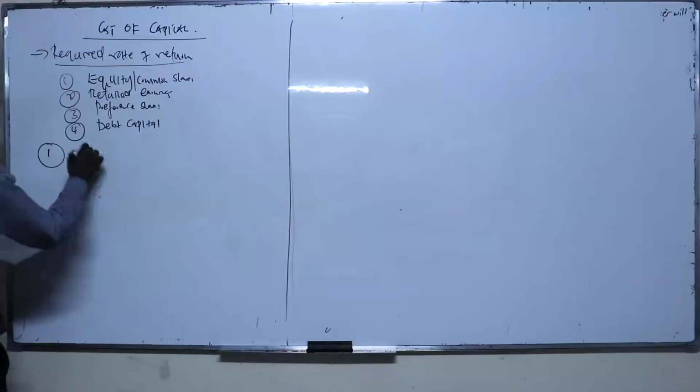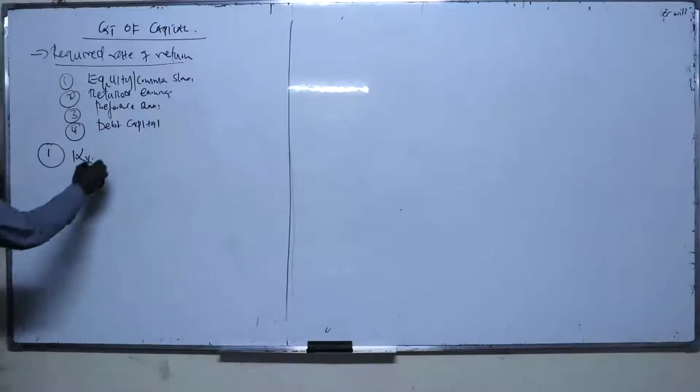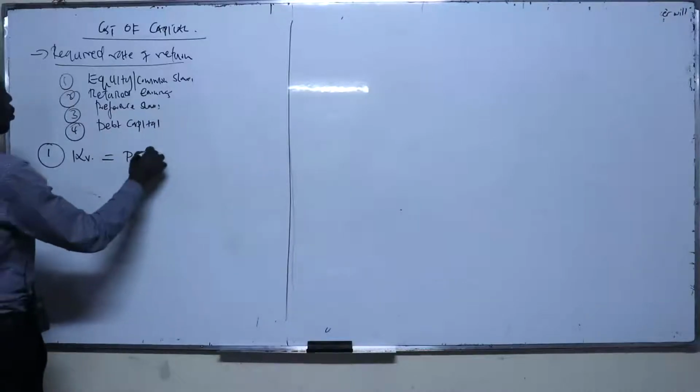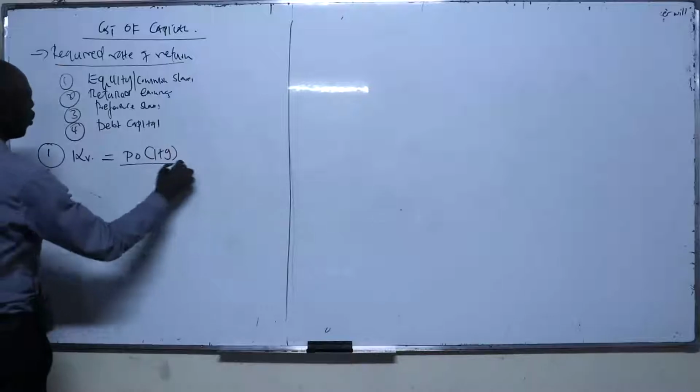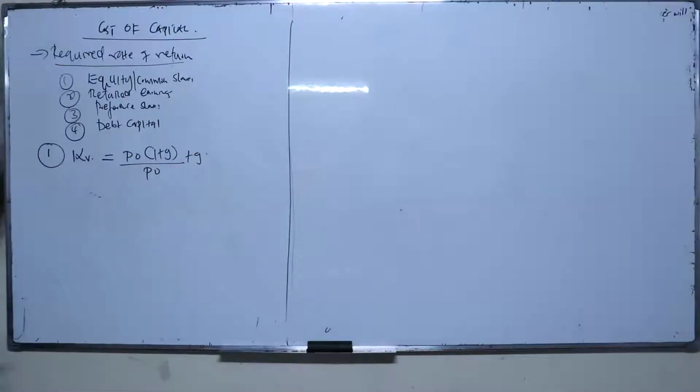Earnings, we denote it as D. So retained earnings, we denote it as KR, cost of retained earnings, KR. So KR, the formula is D0(1 plus G) over P0 plus G. So you need to know this. These formulas, you must master them.